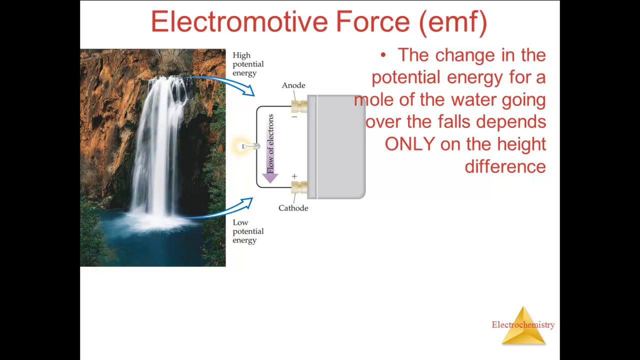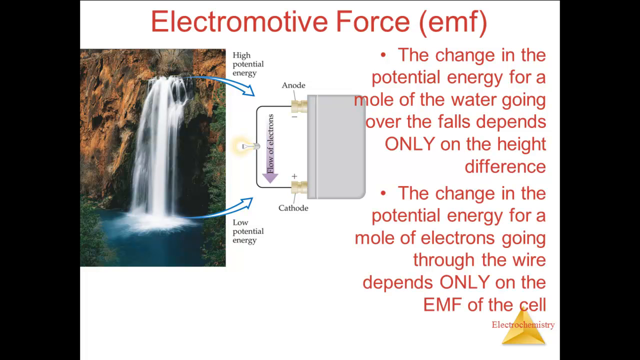Another part of the analogy is that the change in gravitational potential energy for a mole of water going over the falls does not depend on how much water goes over the falls, but only on the height of the falls. In the same way, the change in electrical potential energy for a mole of electrons going through the wire does not depend on how many electrons flow through the wire, but only on something called electromotive force, or EMF for short, for the cell.